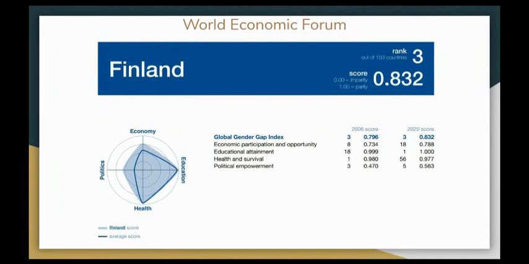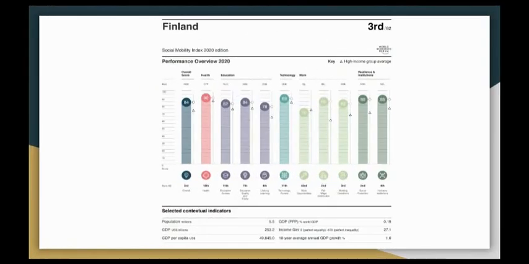Regarding health and survival, Finland is ranked 56th with a score of 0.977, and in political empowerment, it is ranked 5th with a score of 0.563. And this is more in-depth information about the ranking.